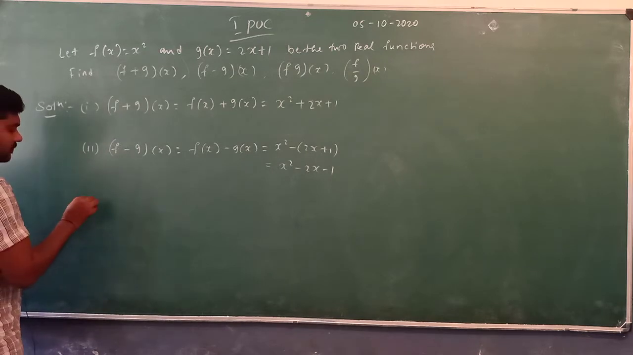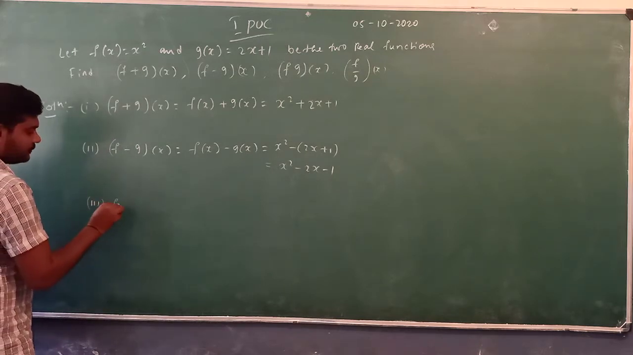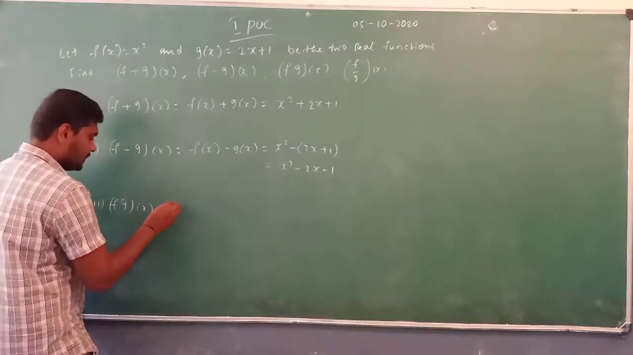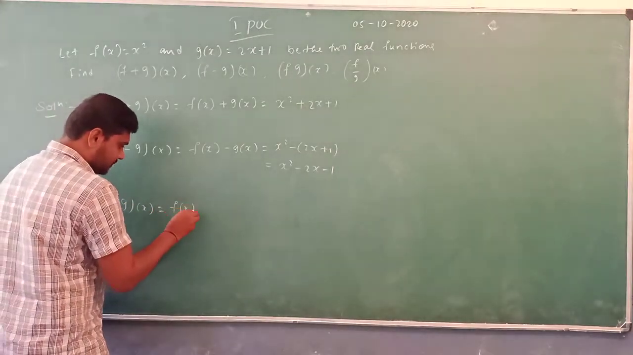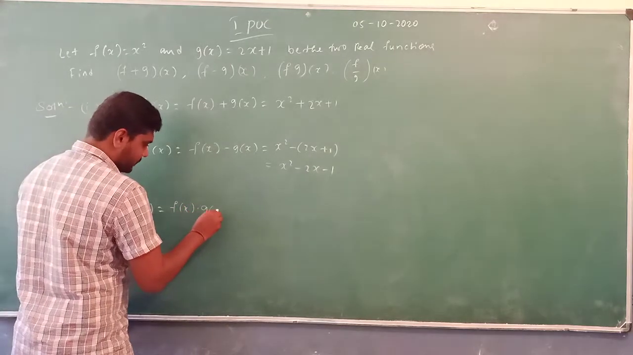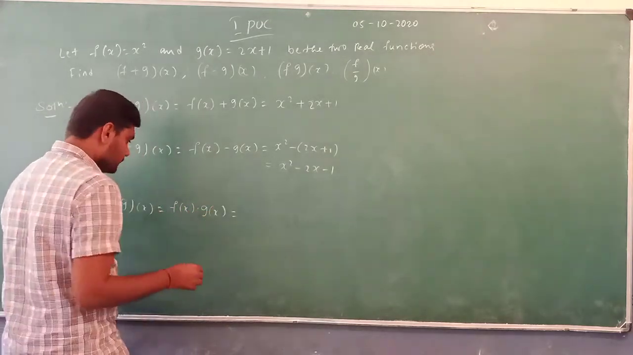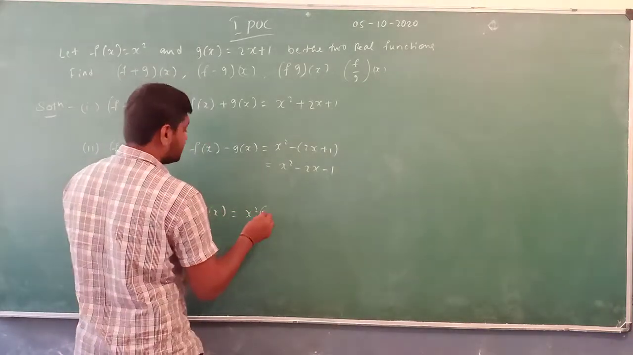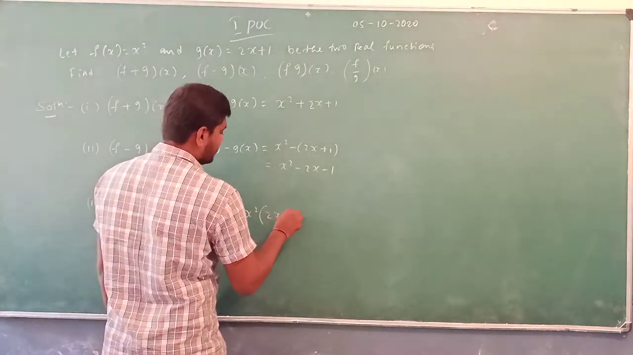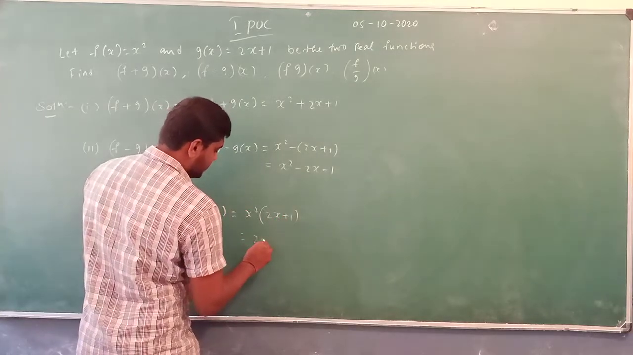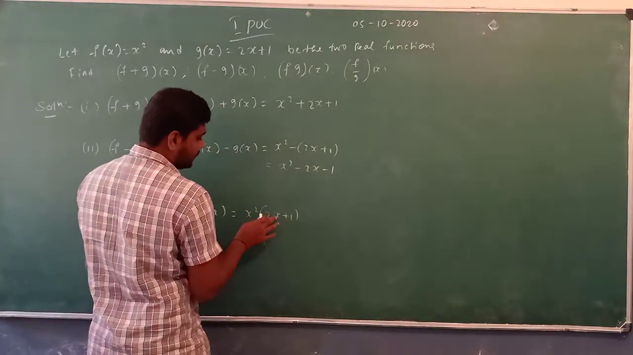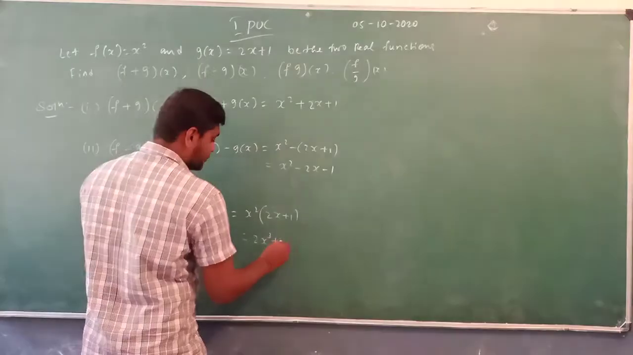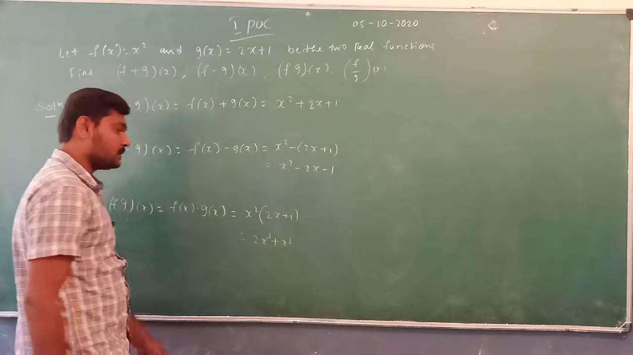The third one, (fg)(x), is f(x) into g(x), where f(x) is x square and g(x) is 2x plus 1. So x square into 2x is 2x cube, plus x square into 1 is x square. So it is 2x cube plus x square.